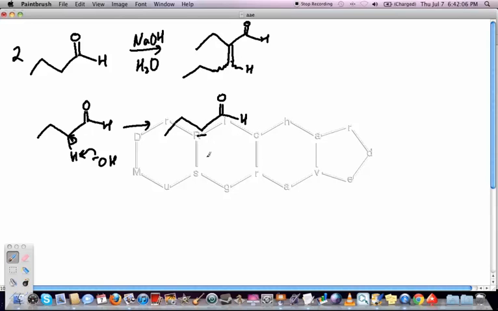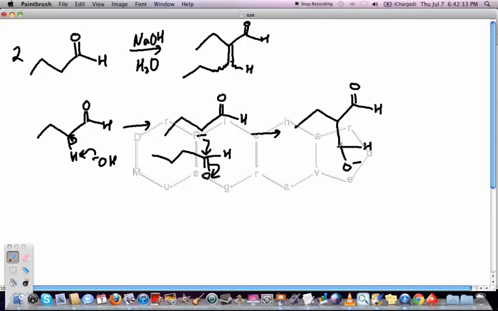Then we can have the negative charge attack the other equivalent of aldehyde. And that's where the two carbon chains join together. Alright, so now we've got this anion here which can take a proton off water.